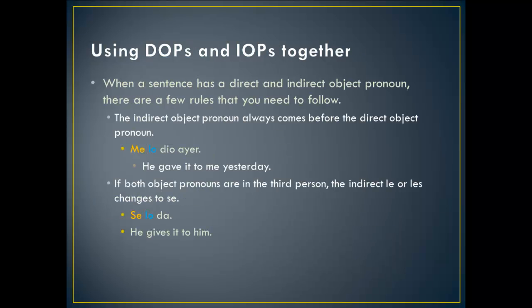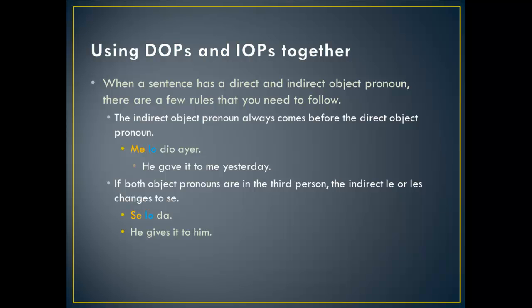Okay? So when you're using DOPs and IOPs together, this is a little bit trickier. When you have a direct and an indirect object pronoun, the indirect object pronoun always comes first. He gave it to me yesterday. He gave what? It. That's your direct object. To whom or for whom? To me. That's your indirect. So we're going to say me. That comes first. That's your indirect. Lo for your direct object. And then dio, he gave. So me lo dio, he gave it to me yesterday.